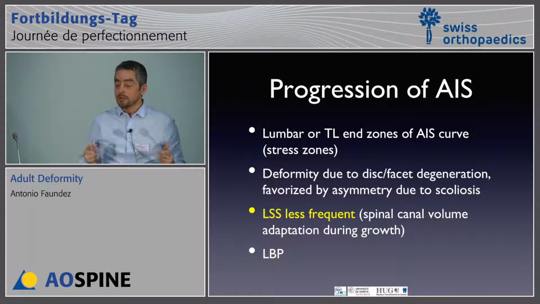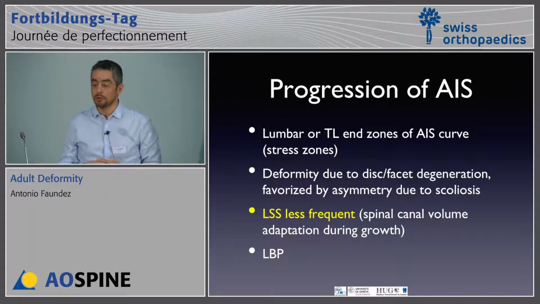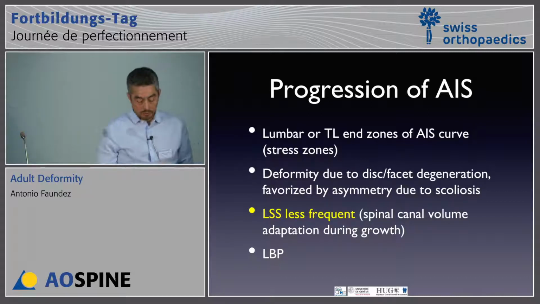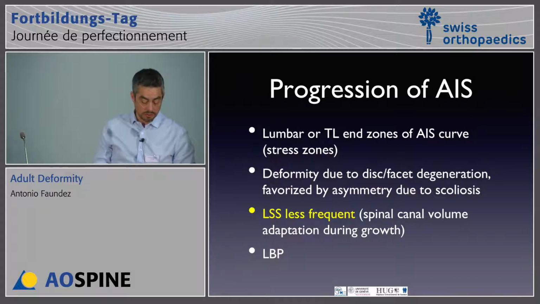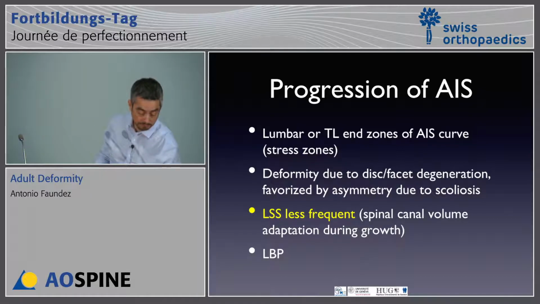For the adolescent idiopathic scoliosis, as I said, the progression is seen at the lumbar or thoracolumbar end zones of the adolescent curves, which is due to stress zones. The deformity is enhanced by disc and facet joint degeneration as well, and it's favorized by asymmetry due to scoliosis. The lumbar spinal stenosis is less frequent because the spinal column volume adapts during growth during the period of appearance of the scoliosis. And those patients can suffer from low back pain.